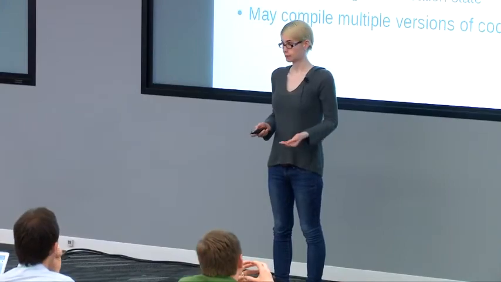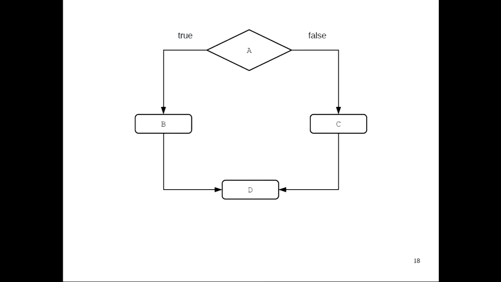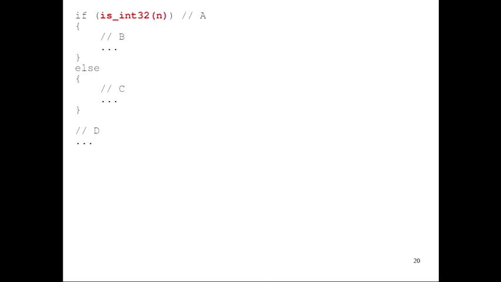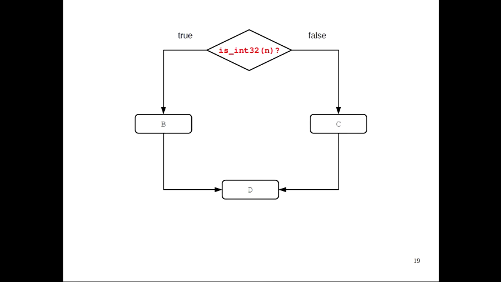that are optimized based on different types. As a simple example, say we had a little control flow graph here with just one conditional test, A, and some blocks B, C, and D. In terms of source code, this would look something like this. Say, for example, we're testing if n is an int32. If n is in fact an int32, if the test evaluates to true, then when we go to block B, we know this fact that n is int32. And if it evaluates to false, then inside of block C, we know the fact that n is not int32. But what do we know in D? Well, when we arrive at block D, we know that n is either int32 or not int32, so we actually know nothing about n.